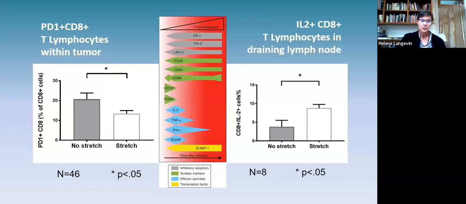Now, we then looked at the draining lymph nodes and saw an increase in IL-2 with stretching. And this is important because IL-2 is the main cytokine involved in clonal T cell expansion. However, a downside of activating all this cytotoxic activity is that it causes inflammation. So we wondered if the same inflammation resolution mechanisms that we saw in the carrageenan model might be activated as well to counterbalance the inflammation produced by the cytotoxic T cells.